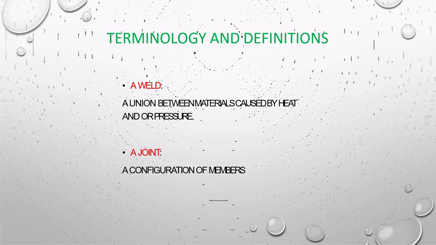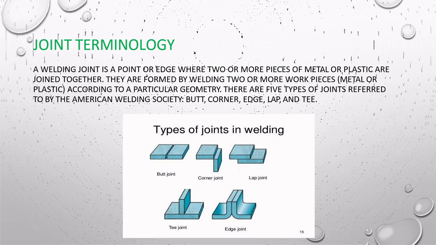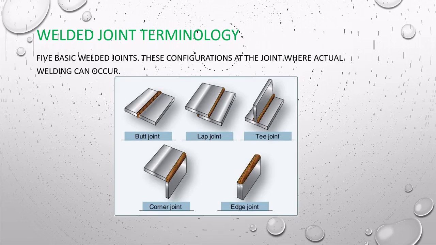Okay, we move to the next page. Joint terminology. A welding joint is a point or edge where two or more pieces of metal or plastic are joined together. They are formed by welding two or more work pieces, metal or plastic, according to a particular geometry. There are 5 types of joint referred to by the American Welding Society, such as butt, corner, edge, lap, and T.